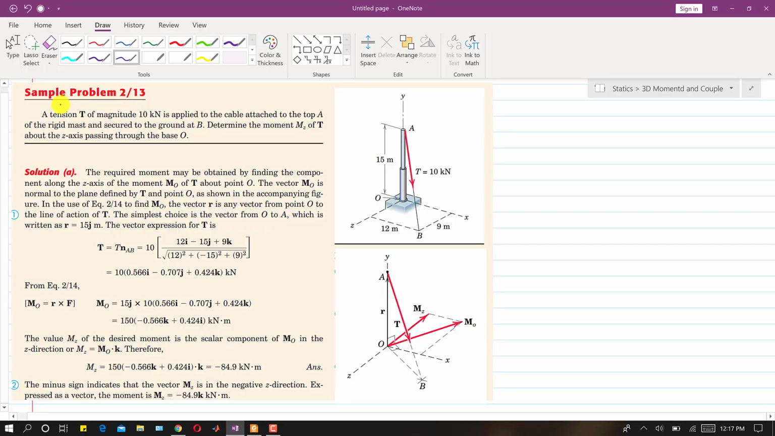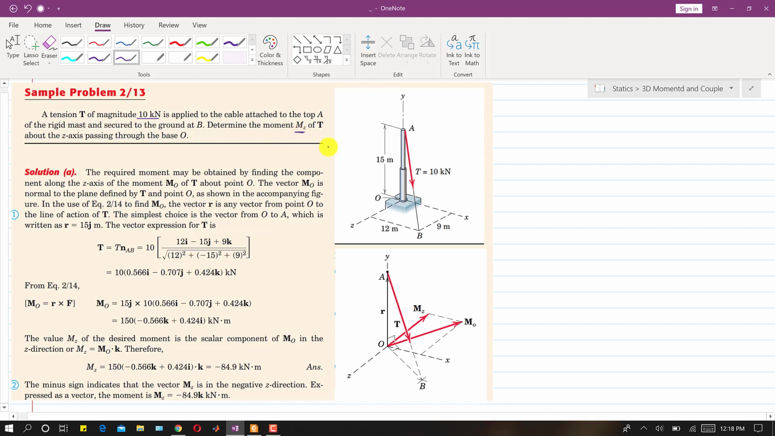Now we are going to discuss this sample problem 213. Again, this is from the topic 3D moment and couple. In this problem, a tension T of magnitude 10 kN is applied to the cable attached to the top A. This is the diagram. This is the top point A, and the tension T of magnitude 10 kN is applied at this point A in this direction, from A to B, on the rigid mast and secured to the ground at B. We need to determine the moment about the Z axis.